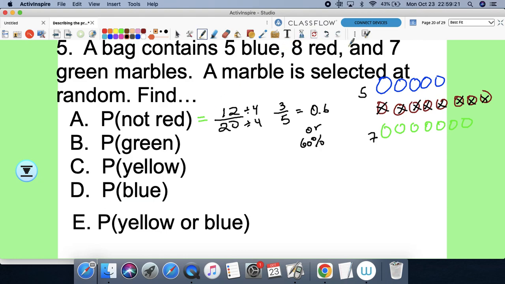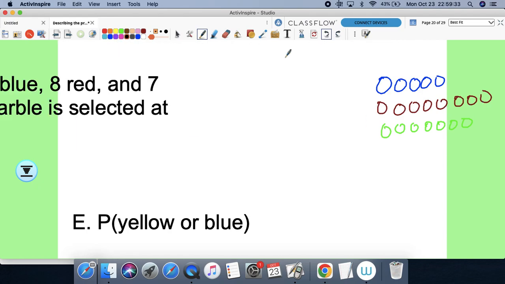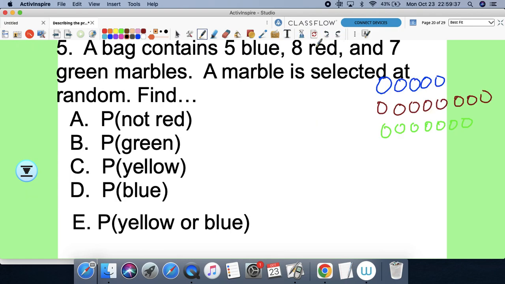Okay. So the second one. P of green. What's the probability that you put your hand in the bag and you get a green one? Well, again, the total is 5 plus 8 plus 7, which is 20. How many green? 1, 2, 3, 4, 5, 6, 7. 7 out of 20. Again, you can divide 7 divided by 20, and you're going to get 0.35, or 35%.